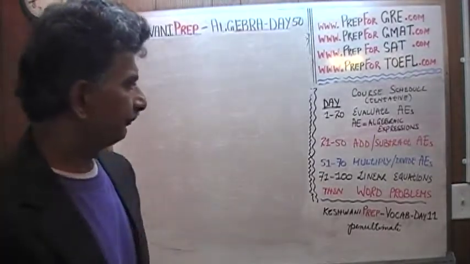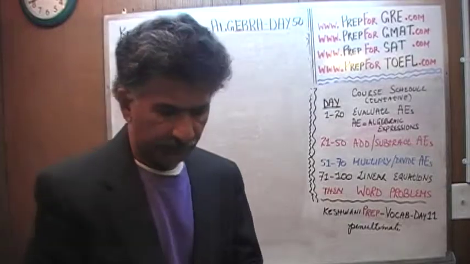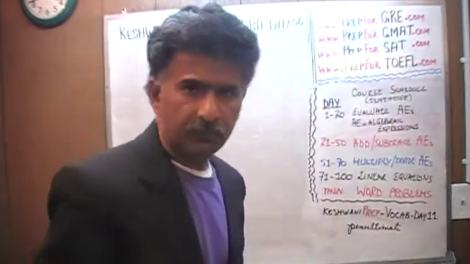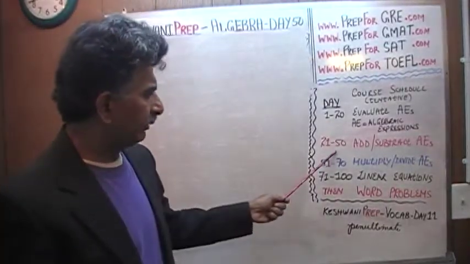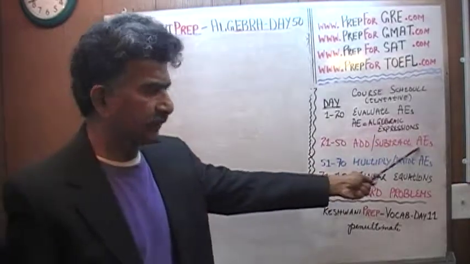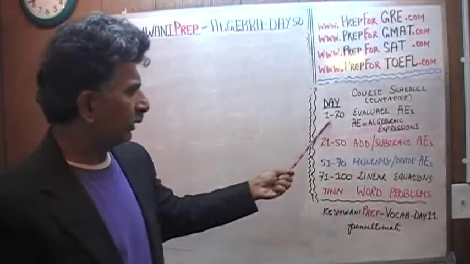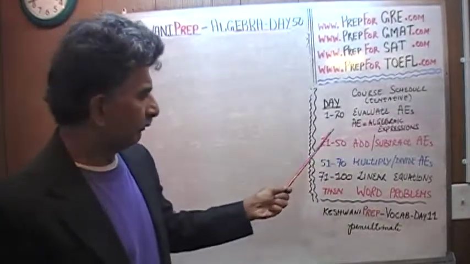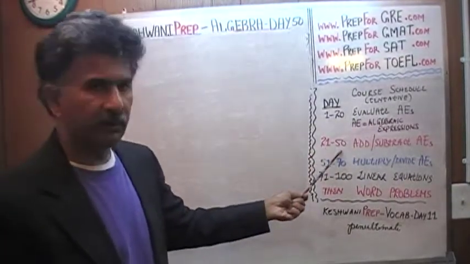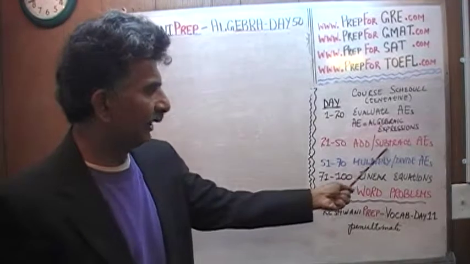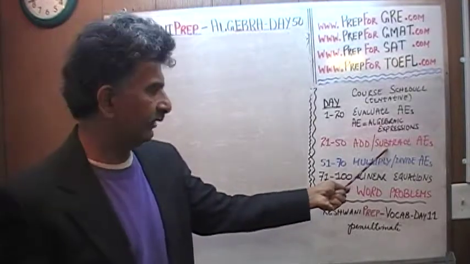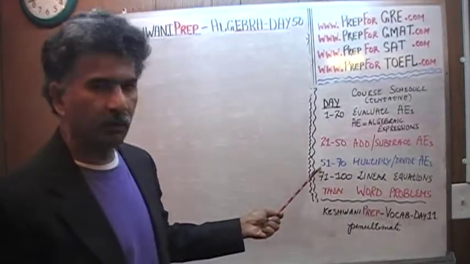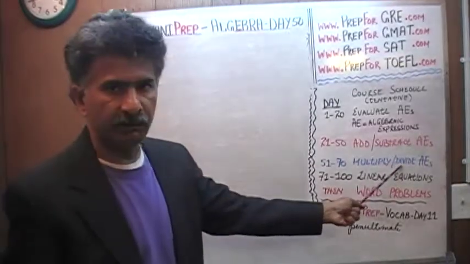Today happens to be the last day where we are going to cover the topic of how to add and subtract algebraic expressions. In the first 20 days of the course, we learned how to evaluate algebraic expressions. For the next 30 days, from 21 through 50, we have been learning how to add and subtract algebraic expressions. Today is our last day, as I said. Starting from tomorrow, we're going to learn how to multiply and divide algebraic expressions.